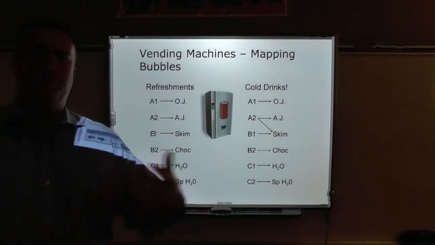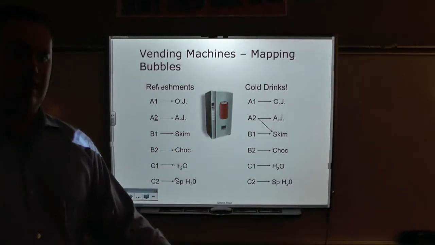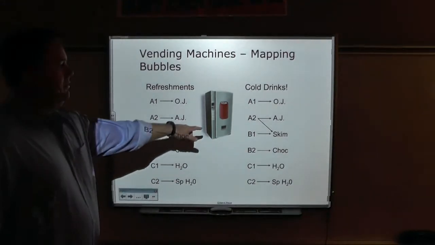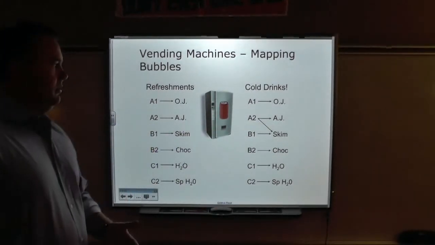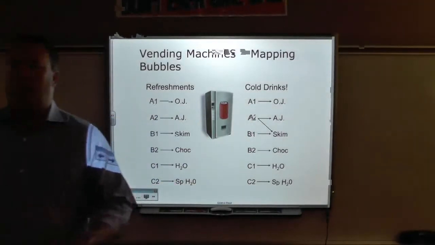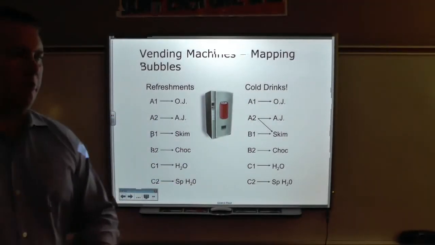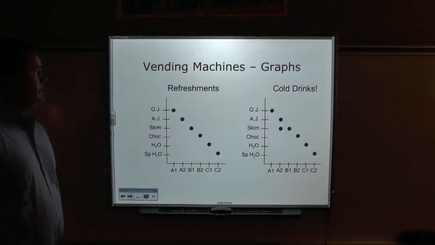With a function, if you input something, you say, I want this, you better get something else out. If I press A2, I better get apple juice. That is the idea of a function. This shows that if I press A2, I could get either or. That's not how we want things to work. All right? Let's take a look at the next one.